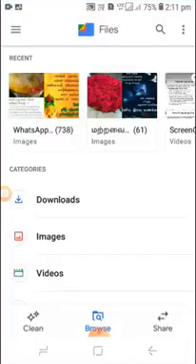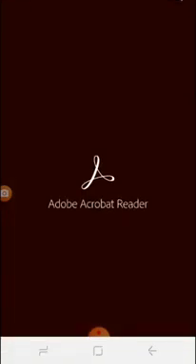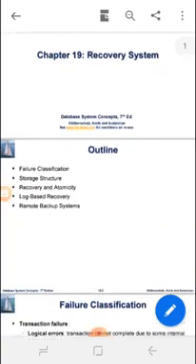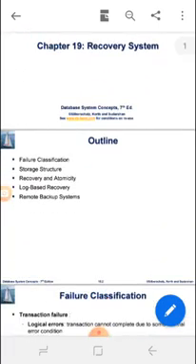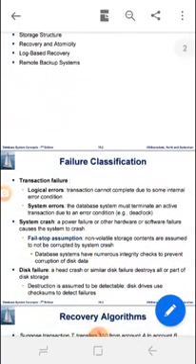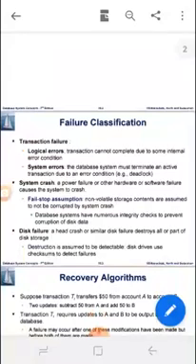Recovery system. We are going to see about five topics: failure classification, storage structure, recovery and atomicity, log based recovery, and remote backup. First, let's see about failure classification. In failure classification, there are two types of errors.